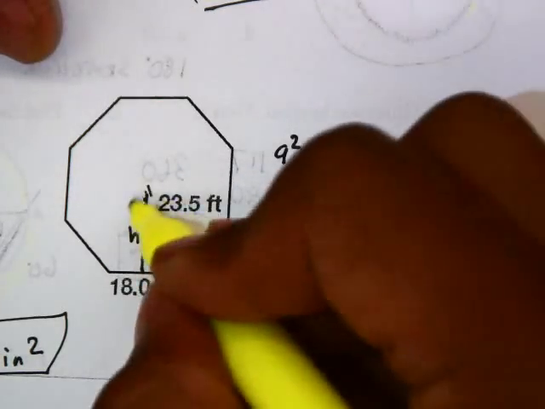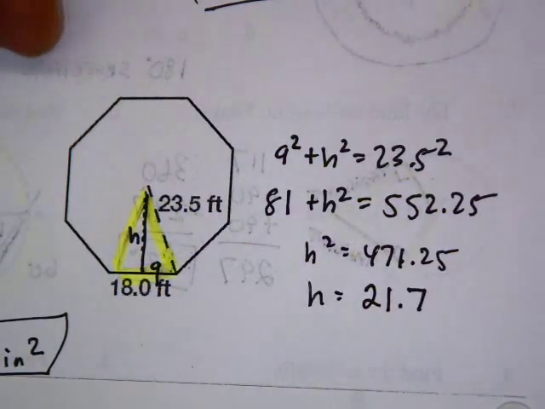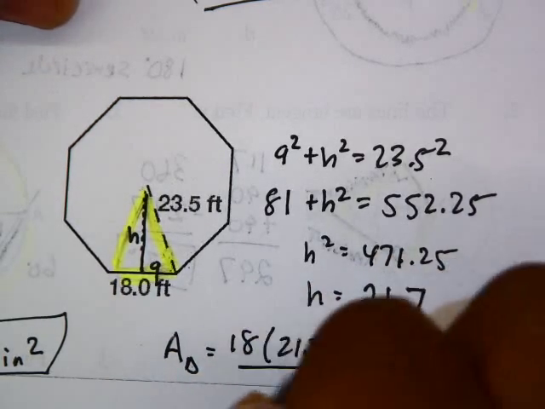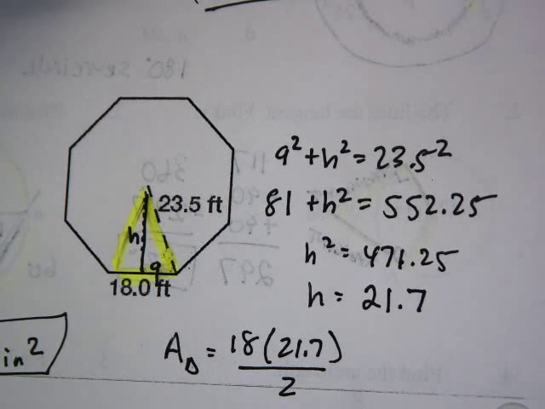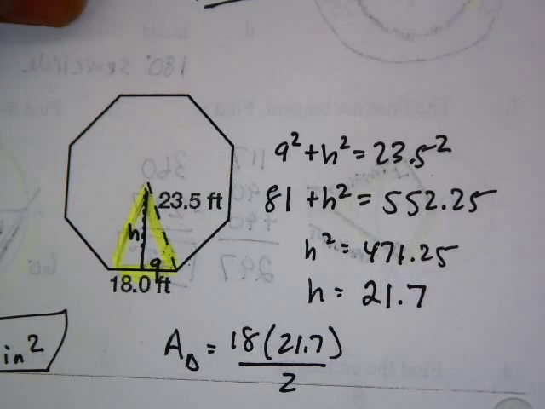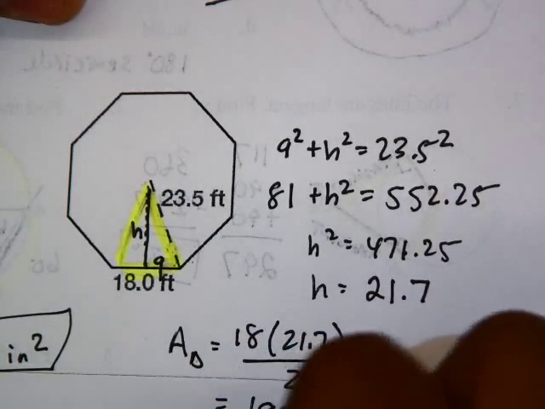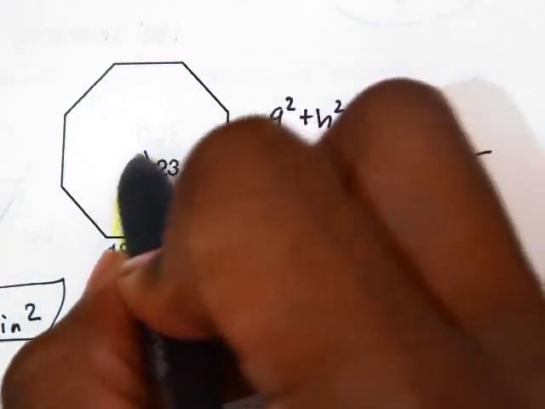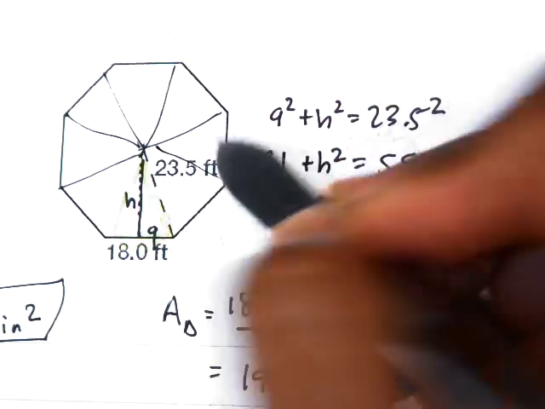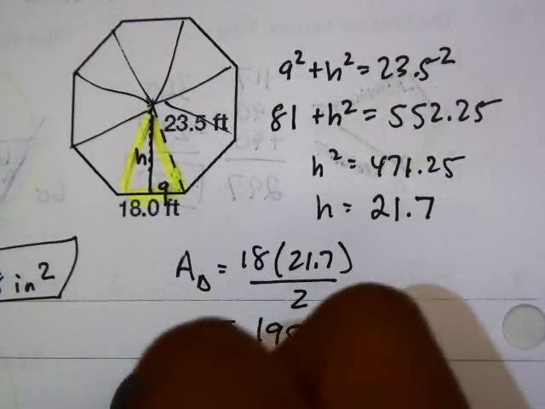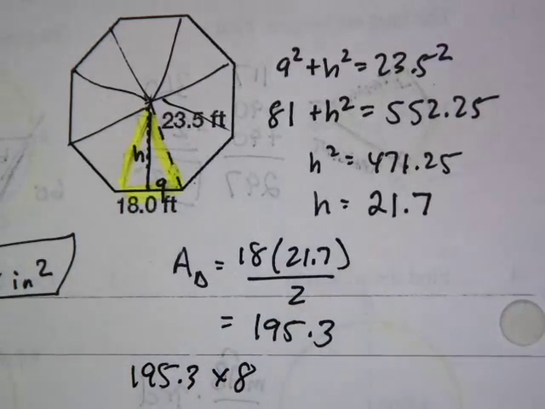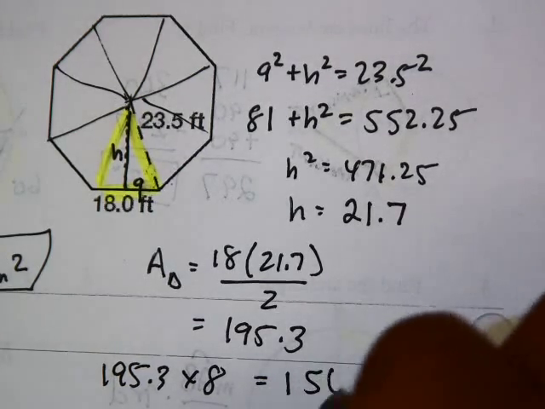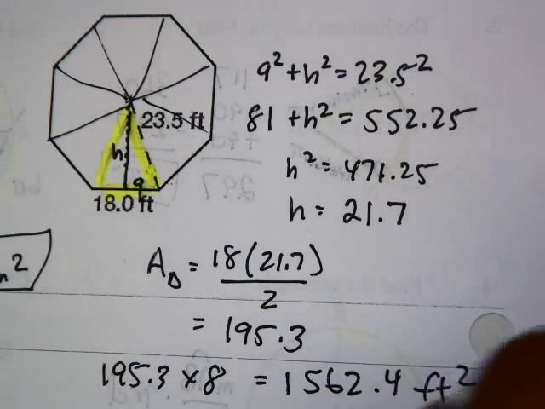So again, if I find the area of that one triangle, area of the triangle is 18 times the height of 21.7 divided by 2. Is 195.3 for that one single triangle. And then I count, okay, there's 1, 2, 3, 4, 5, 6, 7, 8 triangles there. So I take that 195.3 and I multiply by 8. And that gives me a total area of 1,562.4 feet squared.